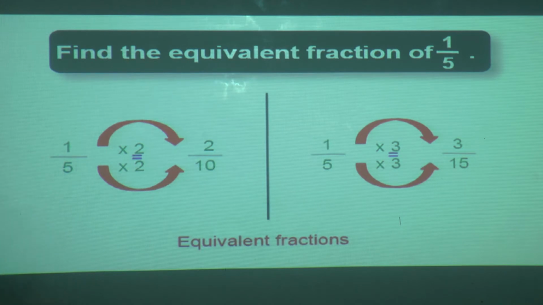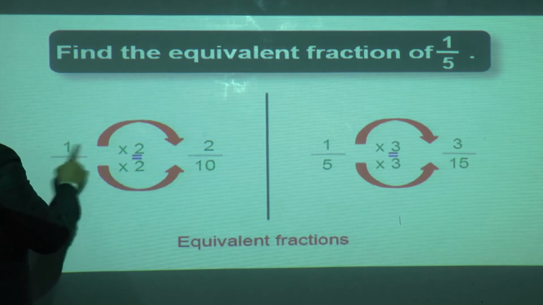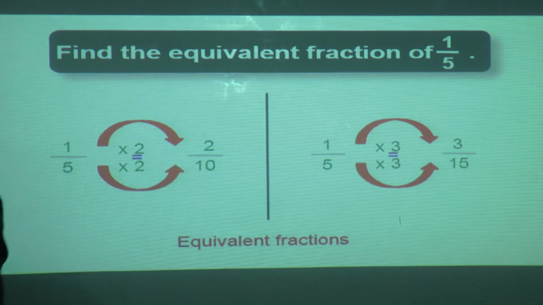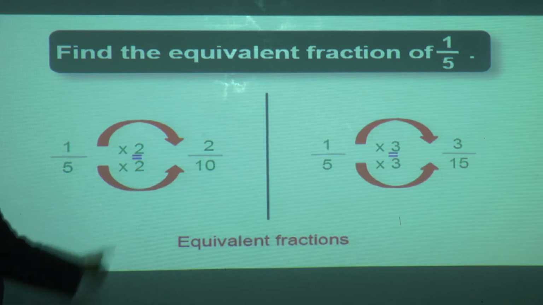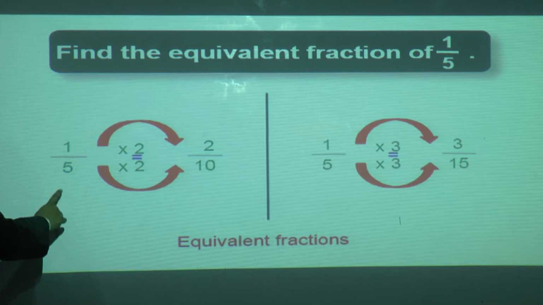So here, 1 upon 5, first we started with multiplication by 2 in the denominator; the same number you have to multiply in the numerator. So what we got is 5 2s are 10 and 2 1s are 2, so 2 upon 10. Similarly, the same given fraction, we have to multiply with 3.